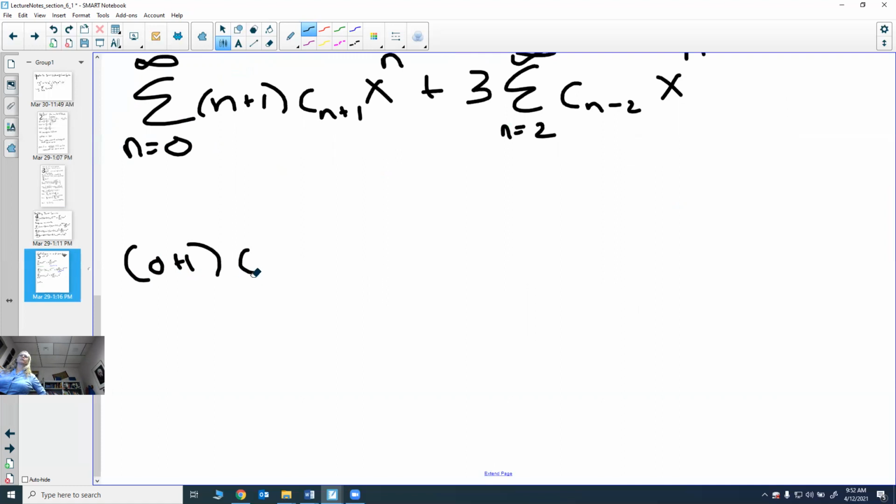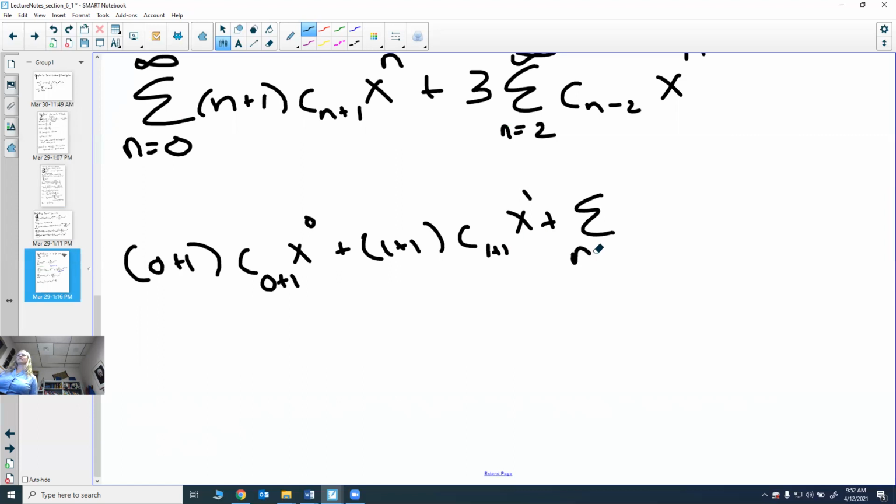So 0 plus 1 times c sub 0 plus 1, x to the 0. I then let n equal 1. So now n goes up to 1. So I have 1 plus 1, c sub 1 plus 1, x to the 1. Plus now n is going to be 2. So I could keep writing this, or I could just realize that now I can say I've got n equals 2 to infinity of n plus 1, c sub n plus 1, x to the n.